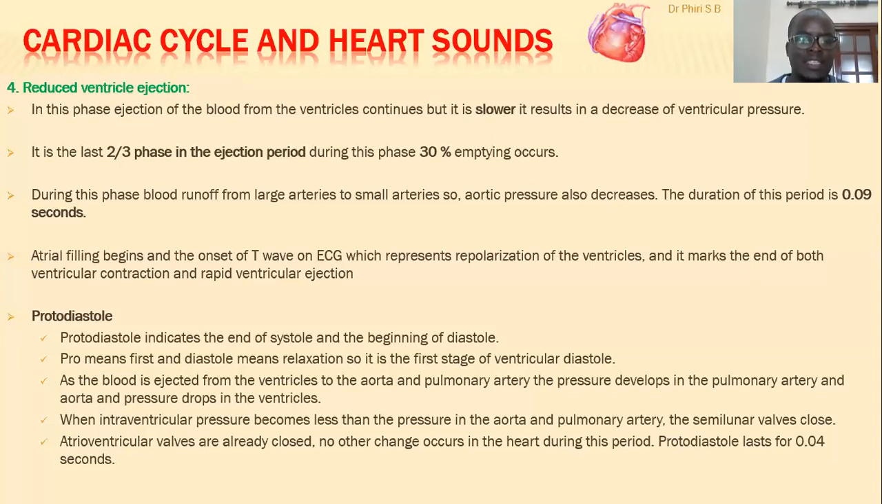As the blood is ejected from the ventricles to the aorta and pulmonary artery, the pressure develops in the pulmonary artery and aorta, and the pressure drops in the ventricles. Because of that, it will result in the closure of the semilunar valves. When the intraventricular pressure drops below the pressure in the aorta and the pulmonary artery, the semilunar valves are going to close. The atrioventricular valves are already closed.